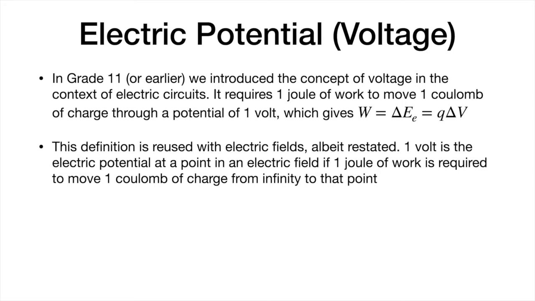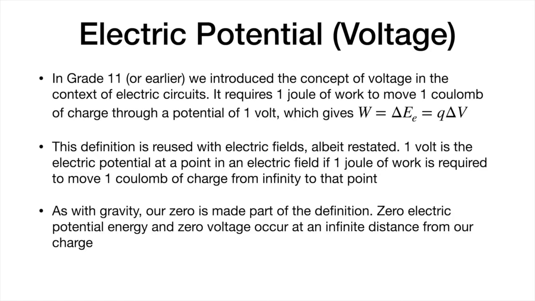So that basically gives us this definition. 1 volt is the electric potential at a point in an electric field if 1 joule of work is required to move 1 coulomb of charge from infinity to that point. Okay, well, that doesn't really mean a lot on its face, but nevertheless, that's how it goes. And again, I want to stress this idea that unlike most things that we've talked about before, zero isn't just wherever we want it to be. Zero is actually part of the definition, and that's in large part because of the mathematical form of the potential. And I'll get to that in a second.